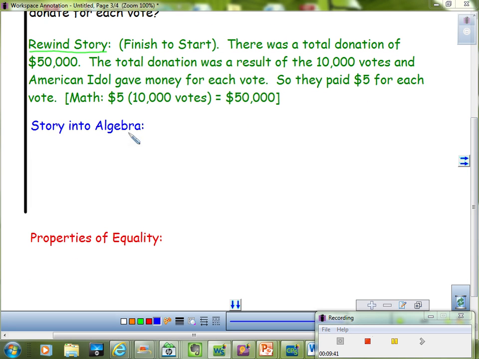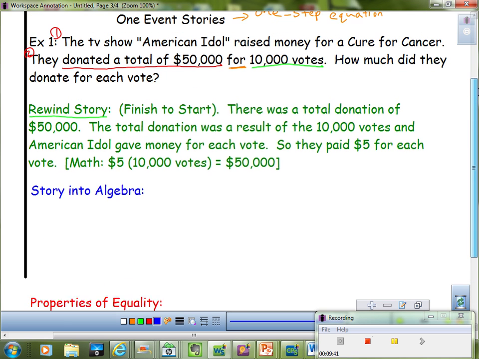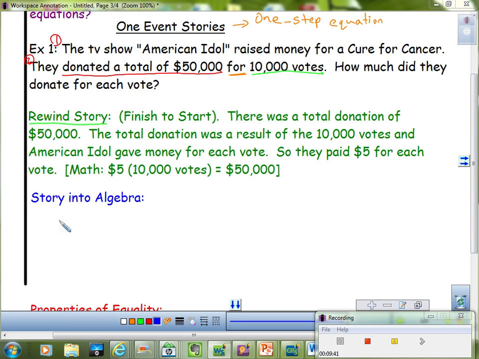Alright, story into algebra. Alright, let's take the story and turn it into algebra. But we always start with the phrases first, no numbers. So who can just tell us what is this story from beginning to end? Just break it down for us. Simple phrases. What happened?